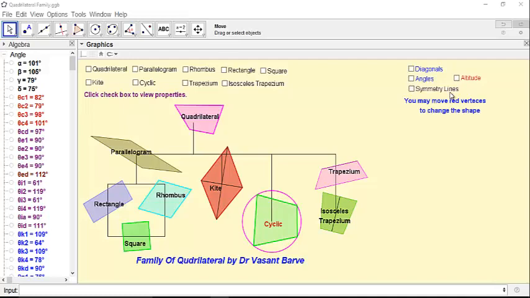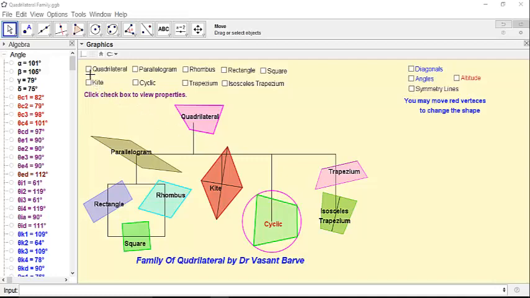Today we'll see the family of quadrilaterals. Here I have shown this family. You can see that there are 9 members with this as grandparent, maybe Dada, Dadi, Nana, Nani, and then you have all these things. So let us see one by one the properties of the quadrilateral.